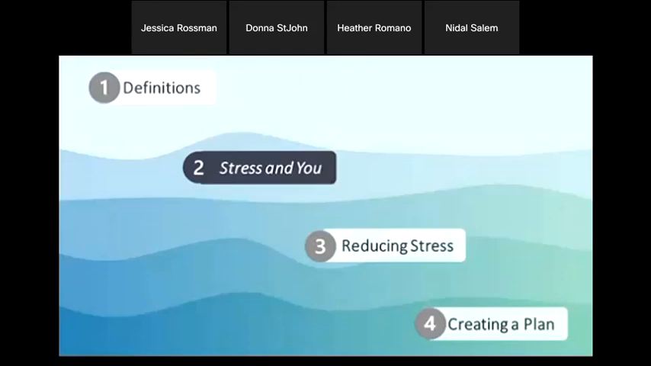Now, let's go on to our second bullet here, which is stress and you. On that note, let's talk more about the effects stress has on you and the human body in general.